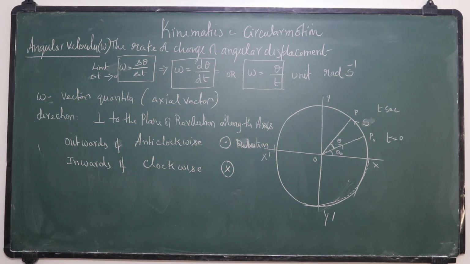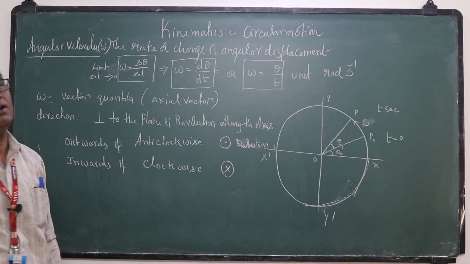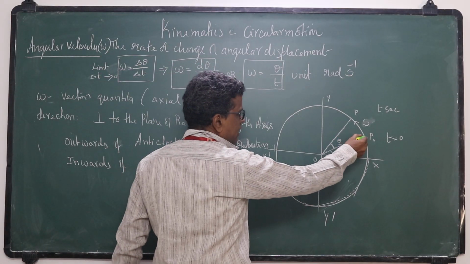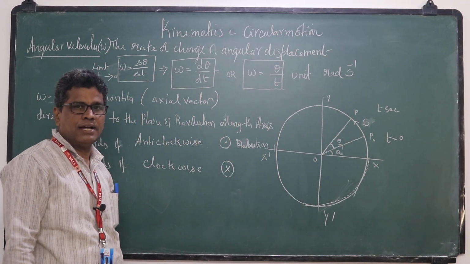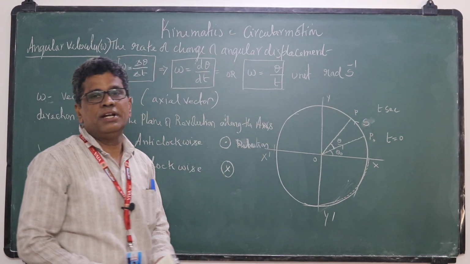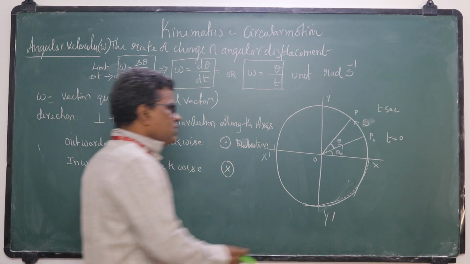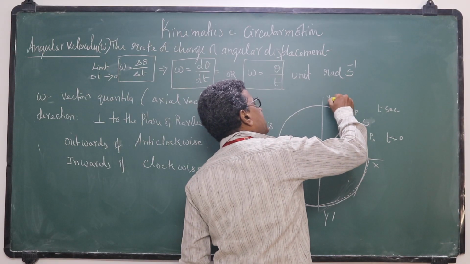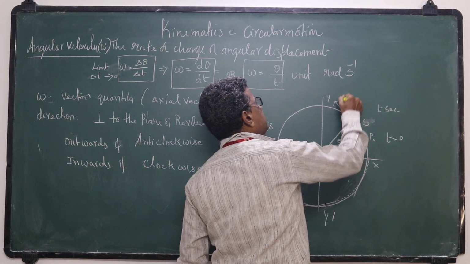I will give a few examples of this angular velocity. Before going to the examples, I want to relate linear velocity and angular velocity, because the particle is moving from P0 to P with uniform speed, as I assumed. As it is uniform speed, its velocity changes continuously. The direction of velocity is given by the tangent. If you want the velocity direction, you draw a tangent at that point.